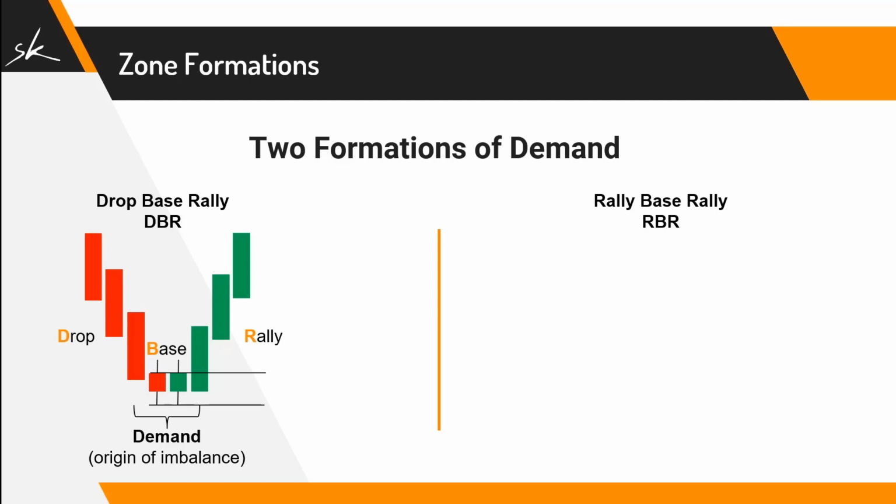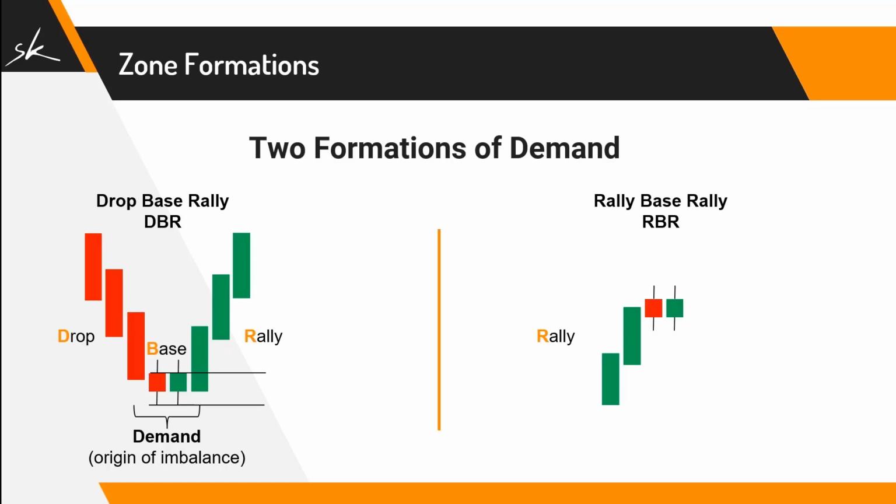Rally-based rally or RBR. On a price chart, let's assume that the prices are moving up. The only logical reason for prices to move up has to be more demand. This move to the upside is what we call a rally. If the demand was more, the price should keep moving up. But what happens next is that instead of moving further up, price starts trading in a range.